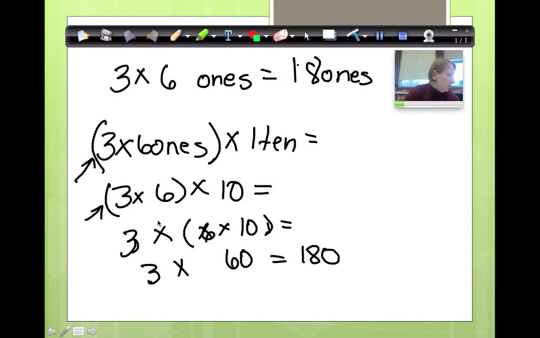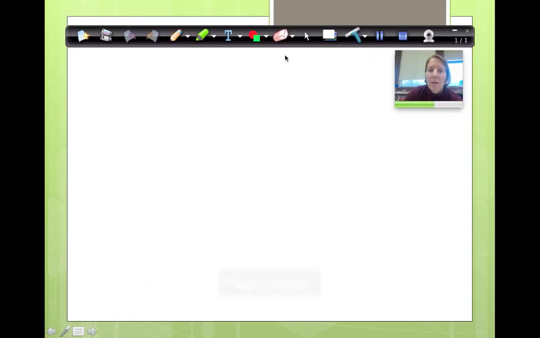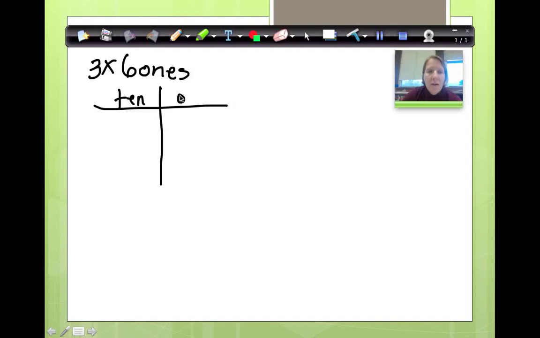Now, this time, I want you to see something. I'm going to do the same thing again, only we're going to draw it. Okay? So if I have 3 times 6 ones, I'm going to draw it over here. So here's my tens, and here's my ones. This is 3 groups of 6. So 1, 2, 3. There's 6 in each one: 1, 2, 3, 4, 5, 6. Okay, when I did this one, what is my answer? My answer was 18.